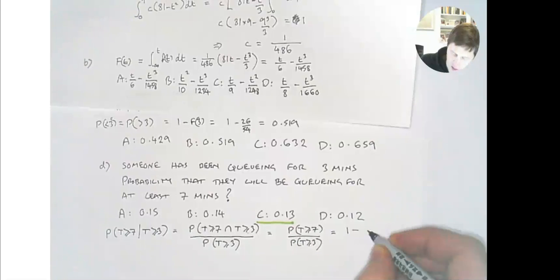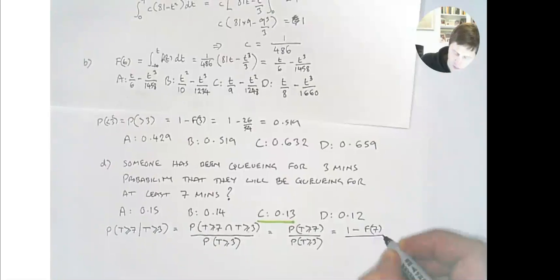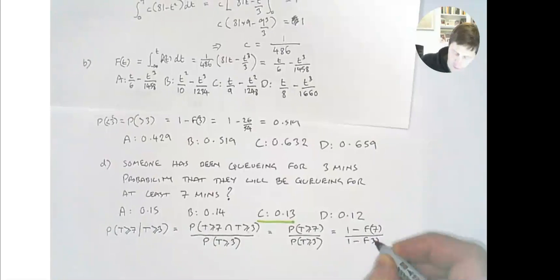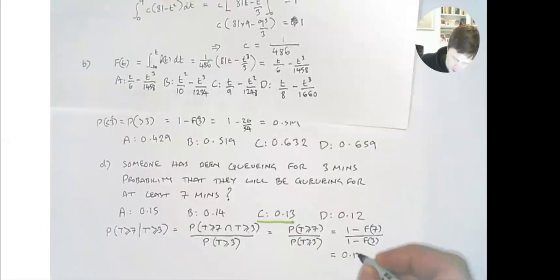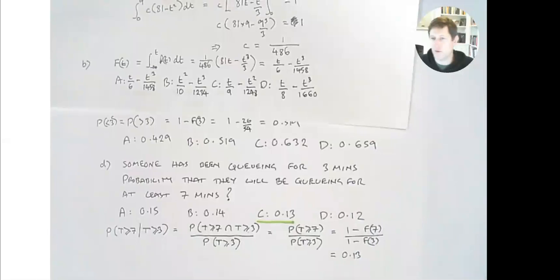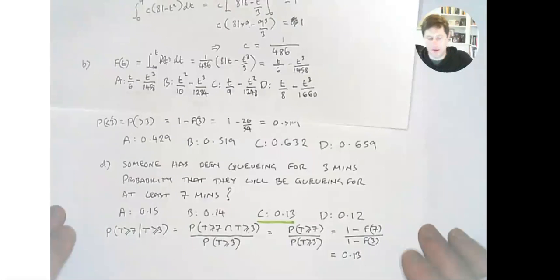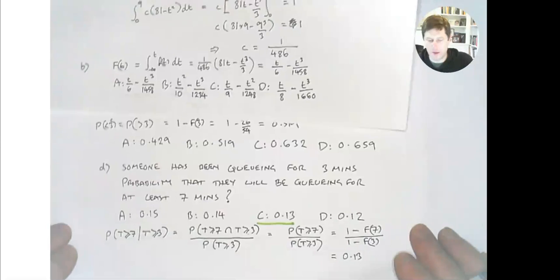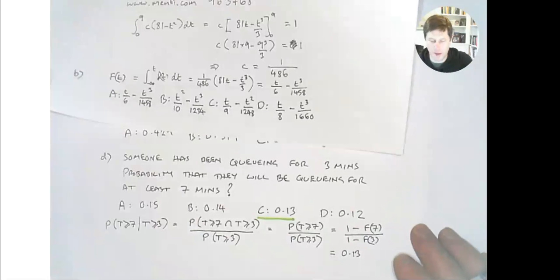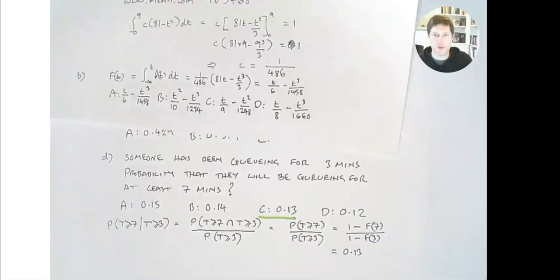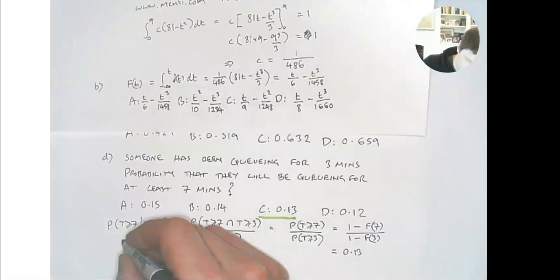So like we did before, that's equal to 1 minus F(7), over 1 minus F(3). And if you put the values in for that, I won't go through all of that, you get 0.13 as our probability. Okay, so that's one way of doing it, using the formal conditional probability rules. Another way you could think about it is just to think about the actual distribution.